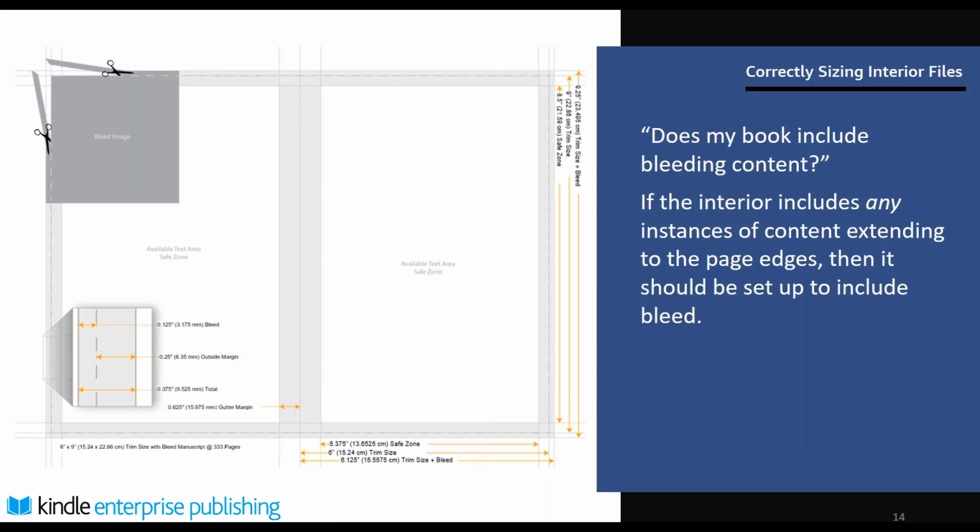Likewise, your book's interior files should be sized precisely for the book's required dimensions as well. All pages should be sized uniformly, and each page of the PDF should consist of only 1 page of content. In other words, do not use 2-page spreads. If the interior includes any content that extends to the page edges, then the file should be set up to include bleed. Be sure to indicate in the metadata spreadsheet that the book includes bleeding content as well.